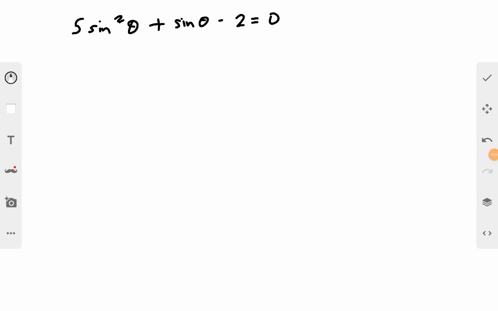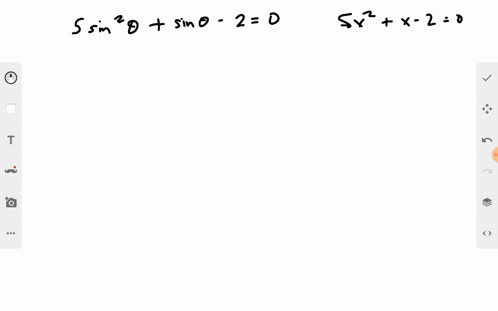Okay, let's try one more of these trig equations. So we're looking at another problem here. It looks similar to the first one that we started with, but this time the similar equation would be 5x squared plus x minus 2 equals 0. So this one's a little bit different because we've got the 5 out front.